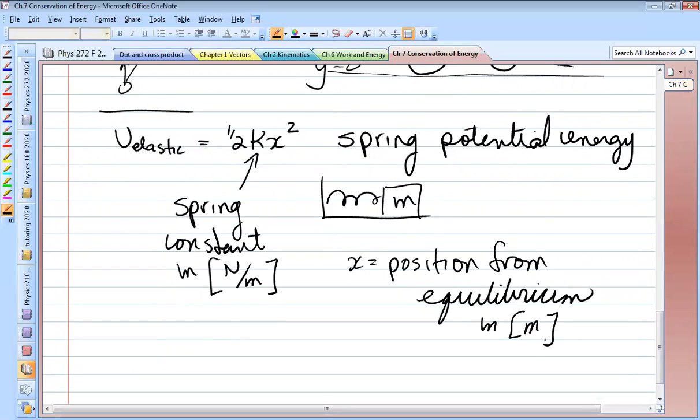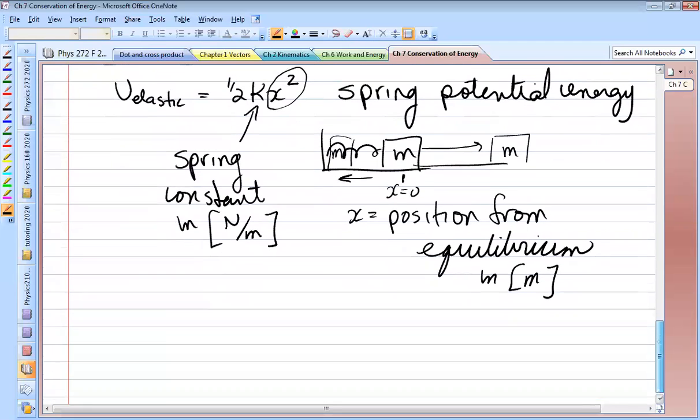Now notice how in the equation we have an x squared. So it doesn't matter whether you stretch it. So say this is x equals 0, and you pull it along and you stretch it. The potential energy stored is the same as if you push and you compress it in this direction, because you take x and you square it. So whether x is positive or negative doesn't matter. Okay, so that's elastic potential energy.